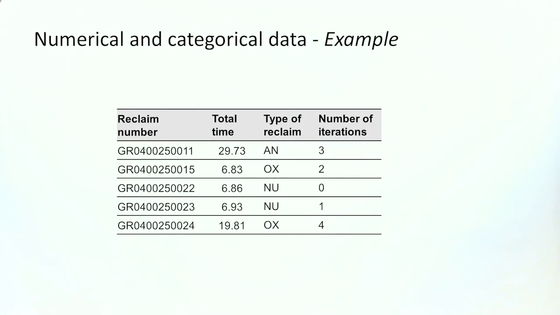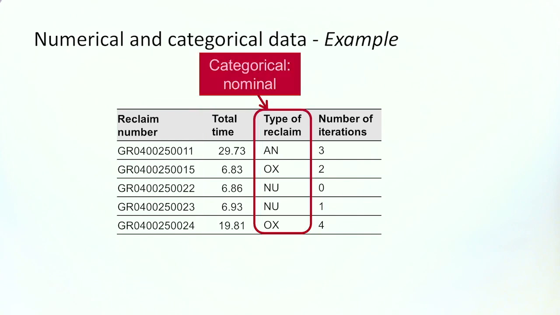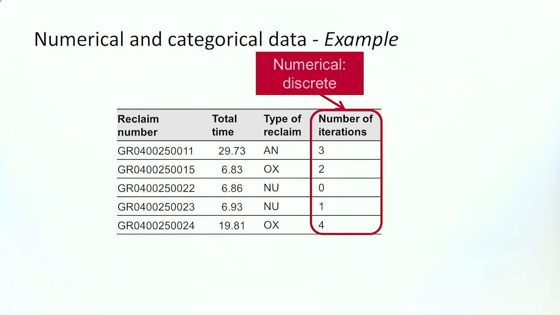Okay, let's take a look at our example again. Can you identify the numerical and categorical variables in this dataset? The total time is of course a numeric variable. Since time is not limited to integers only, it will be a continuous variable. The type of reclaim is categorical, and it is nominal because there's no clear ordering in the type of reclaims. The number of iterations is a numeric variable and it is discrete as it is count data.